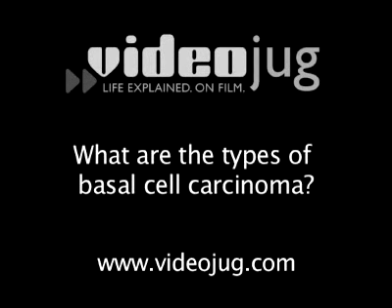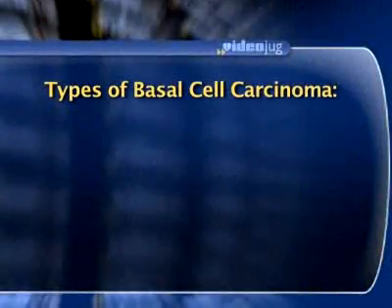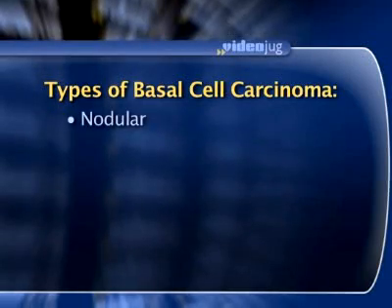What are the types of basal cell carcinoma? Basal cell carcinoma, the most common skin cancer, can come in various subtypes. The most frequent is the nodular basal cell carcinoma, which usually clinically presents as a bump or a small elevated plaque, usually with some bleeding and crusting and with some dilated blood vessels on the top of it. That is by far the most common.